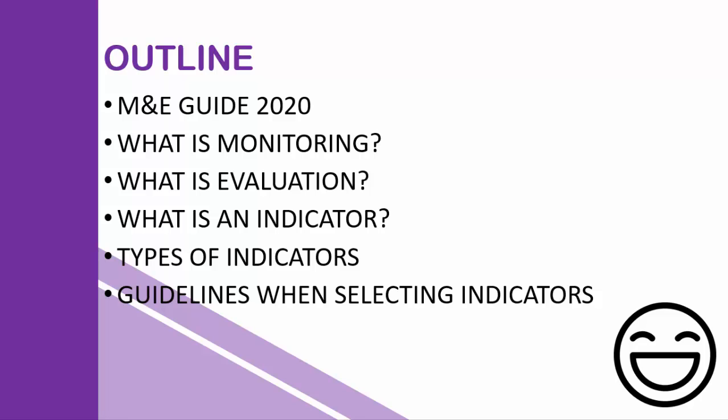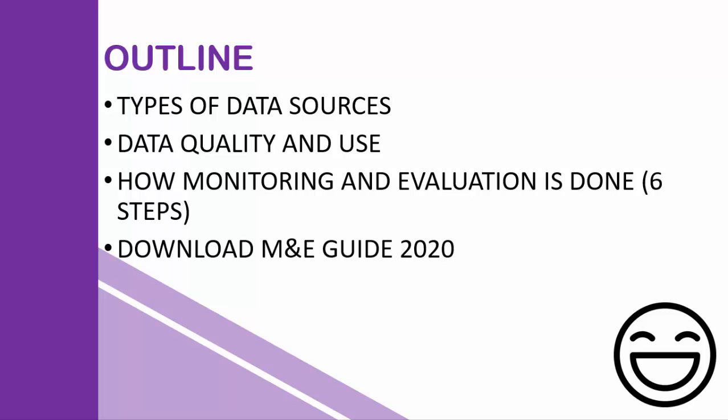So this is the outline. The first part is the M&E guide. Second is what is monitoring, what is evaluation, what is an indicator, types of indicators, guidelines when selecting indicators. Then I'll also jump into explaining the types of data sources, data quality and use, how monitoring and evaluation is done, 6 steps.